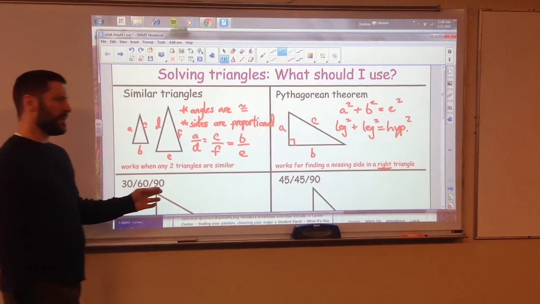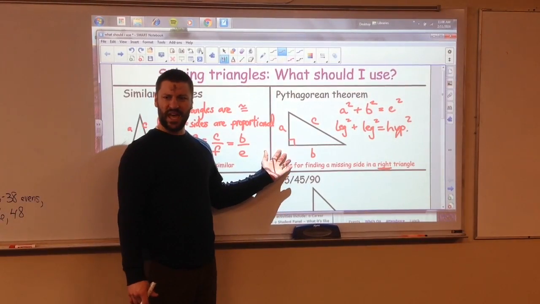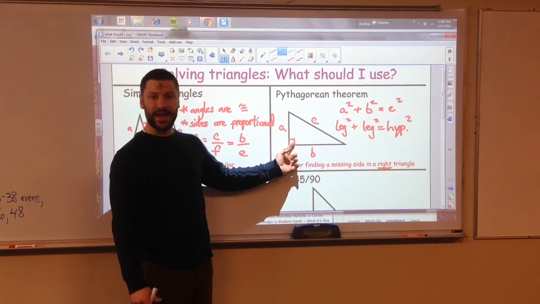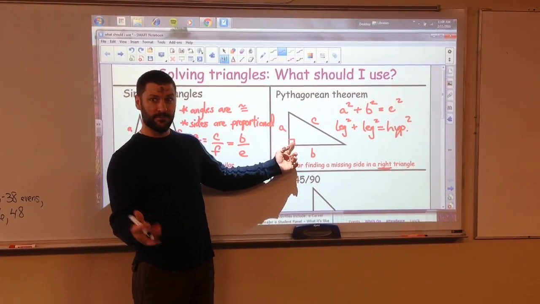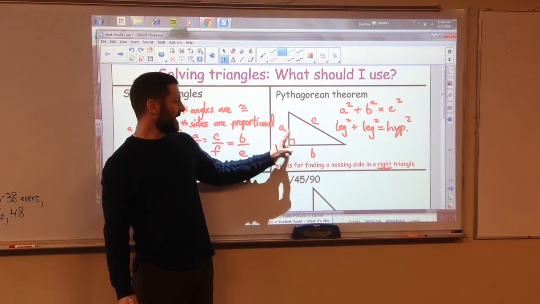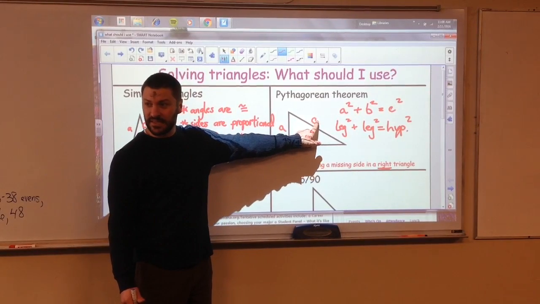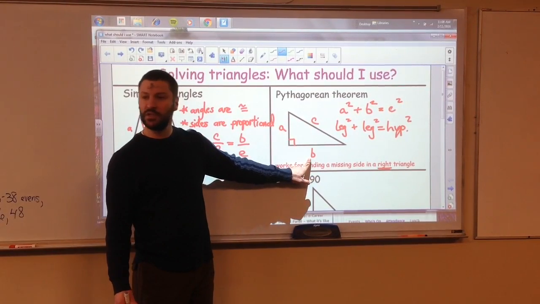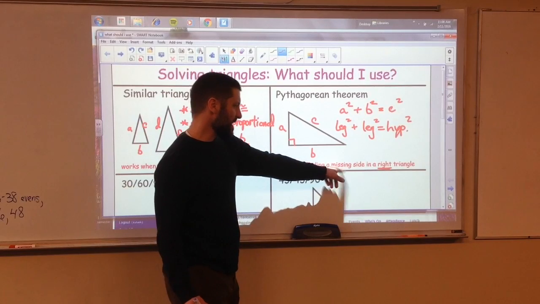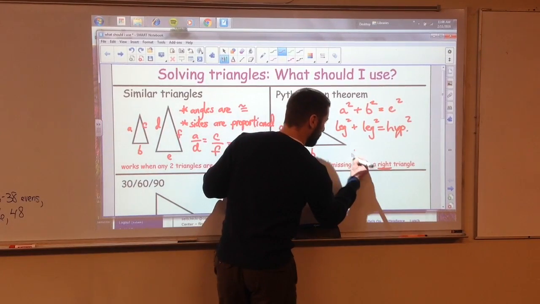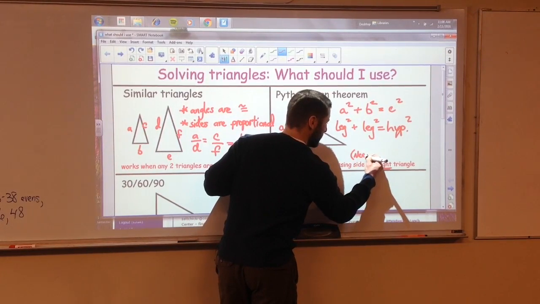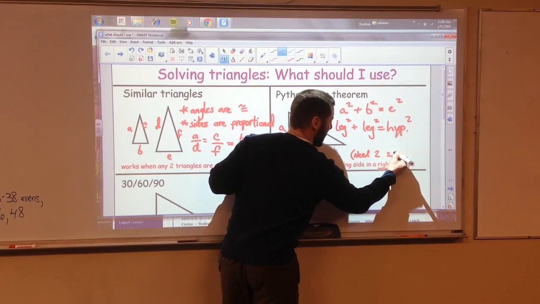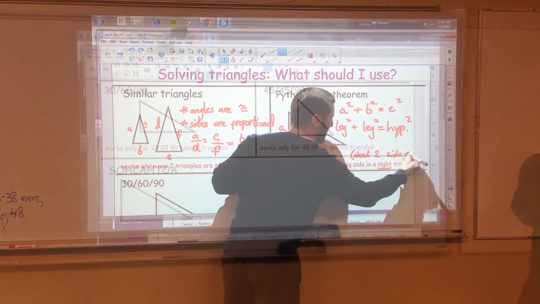Always an option when you have a right triangle. Now, what do you need to be able to use the Pythagorean theorem? Angles? I need a right angle, but more specifically what? Two sides. I'd have to have A and C to be able to use this. I'd have to have A and B to be able to use this. Works for finding missing side in a right triangle, parentheses, need two sides. If you don't have two sides, you can't use it.